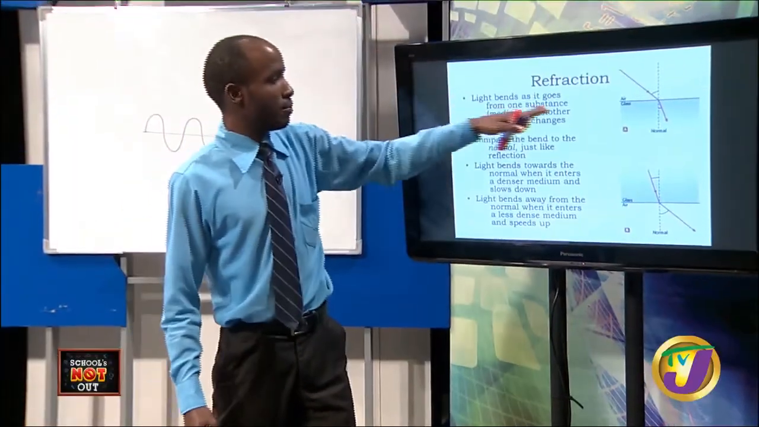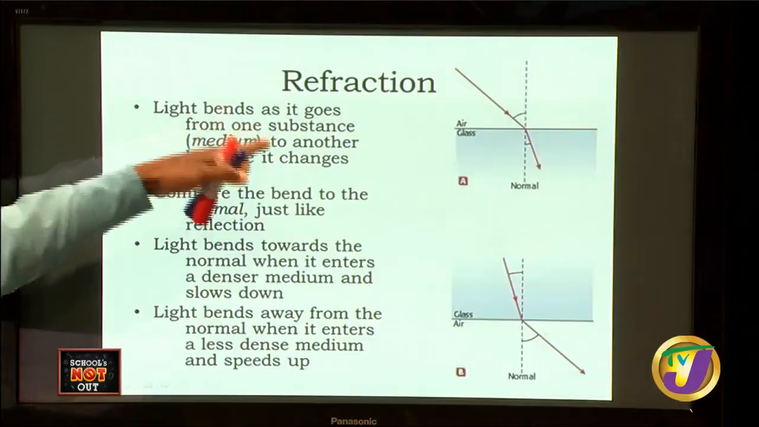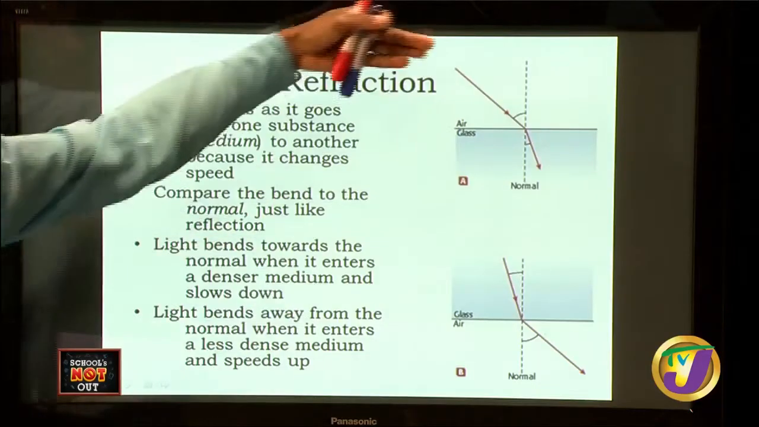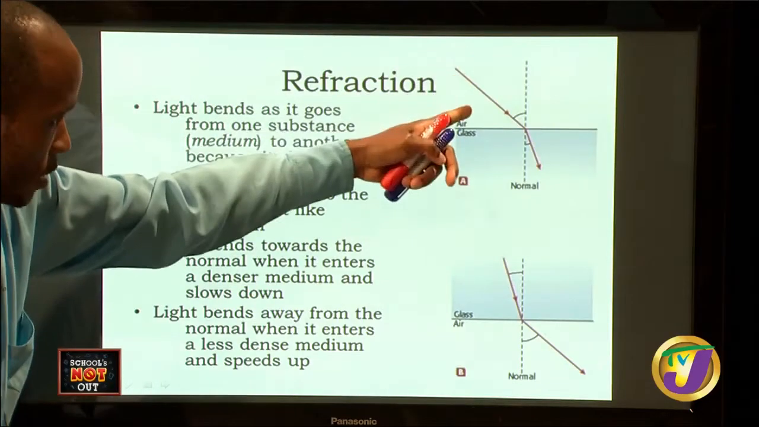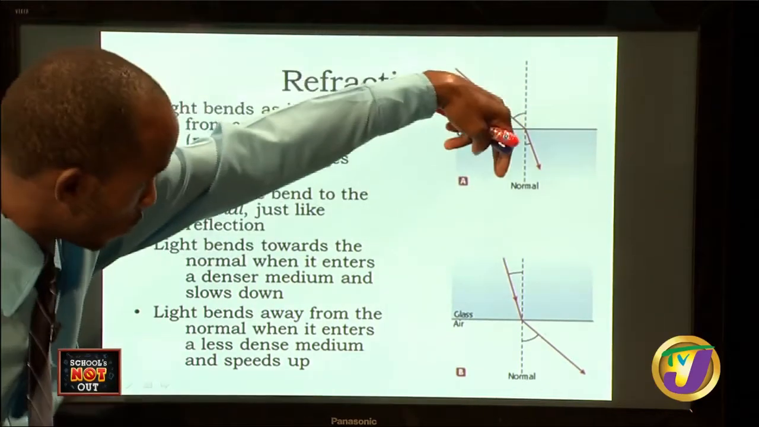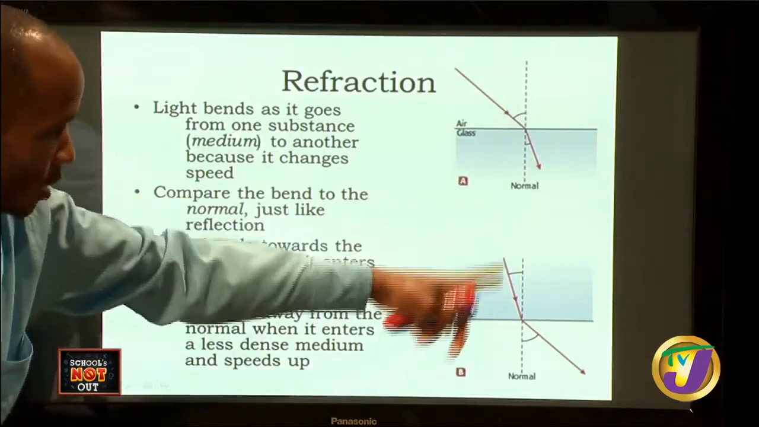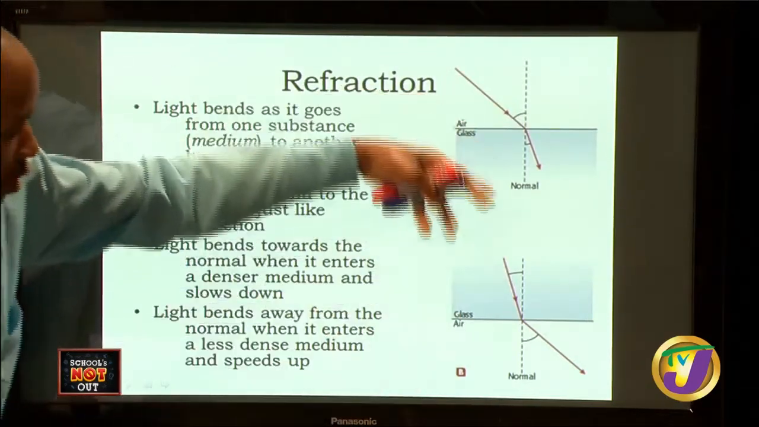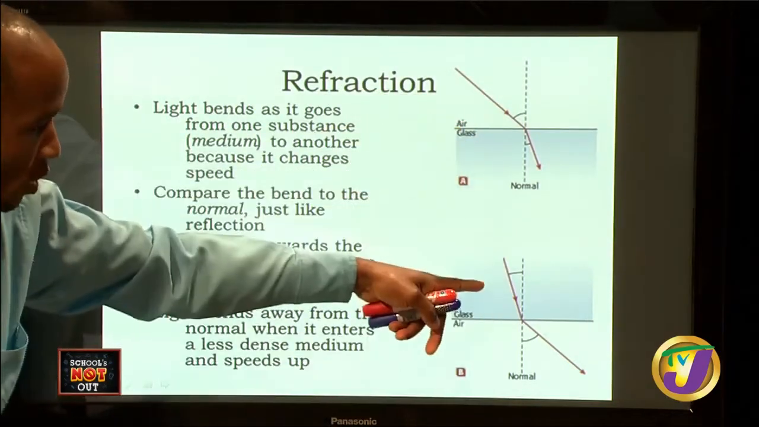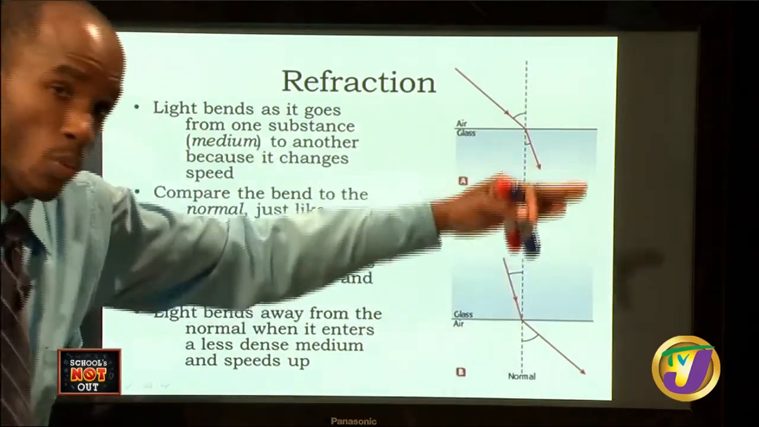So, light bends as it goes from one substance or medium to another because it changes speed. Air to glass, less dense to more dense, it bends toward the normal. Glass to air, so they have flipped the script. Glass to air, more dense to less dense, it bends away from the normal.